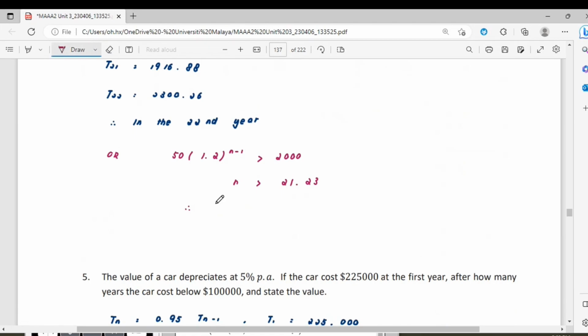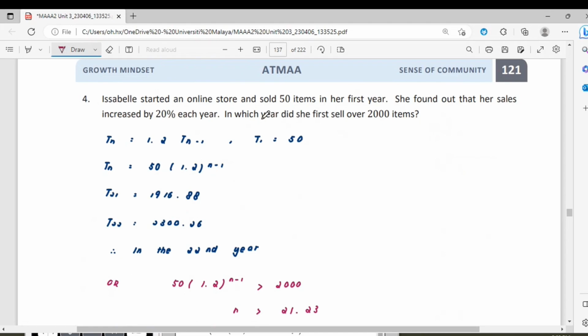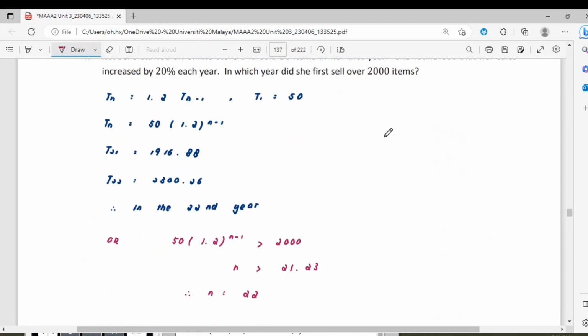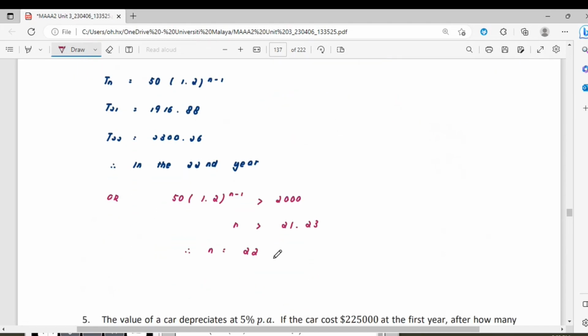n equal to 22. Of course it depends on the question. If the question didn't say what number you need, then you can leave your answer like that. But basically, if you are using this method, I highly encourage you to find out what your T22 is, to check whether that number is really more than 2,000 already. You can just do that in your calculator. Then you should be able to get 2300.26. So that gives us the same answer, which is in the 22nd year.